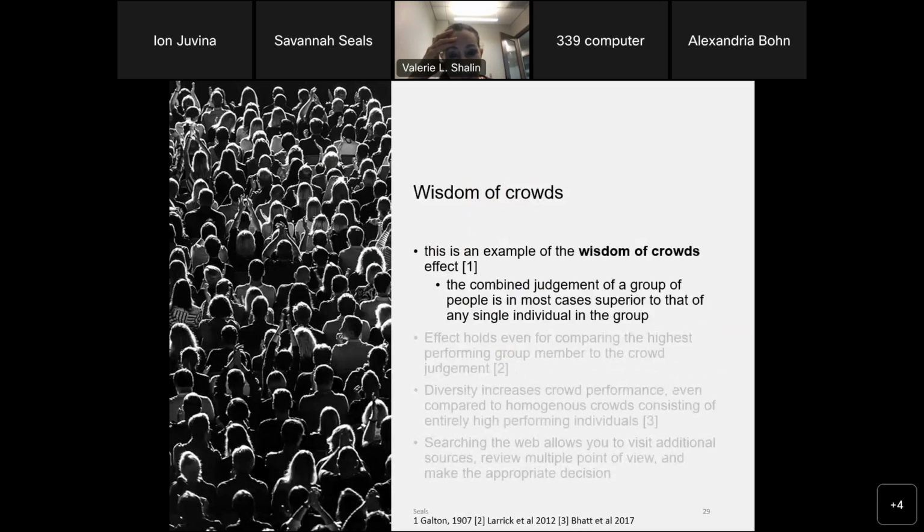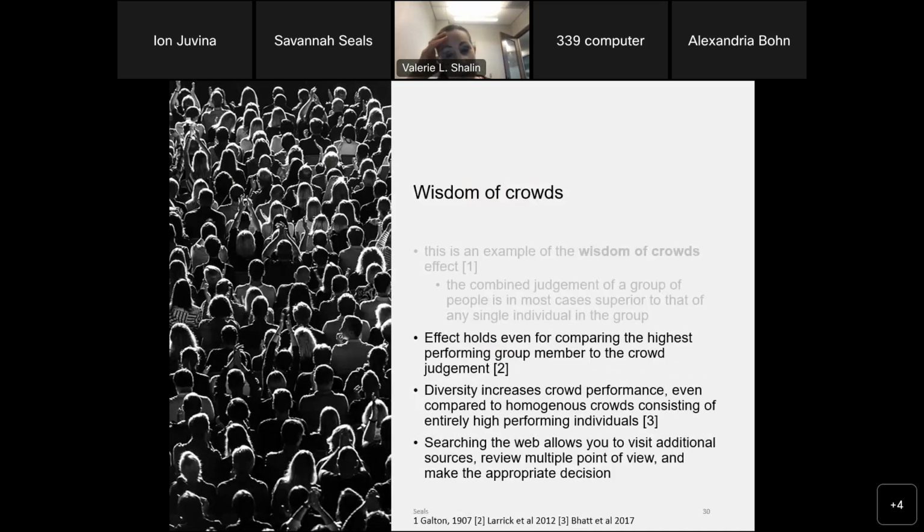So this is an example of a wisdom of the crowds effect. This occurs when the combined judgment of a group of people is in most cases superior to that of any one individual in the group. The effect holds even when you compare the highest performing group member to the crowd judgment. In general, diversity increases crowd performance. So, given a homogeneous group of high performers, if we have a less homogeneous group with some high performers but also some average performers, this group is going to do better.